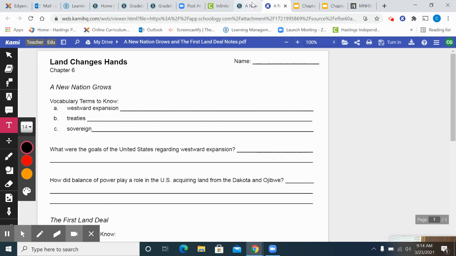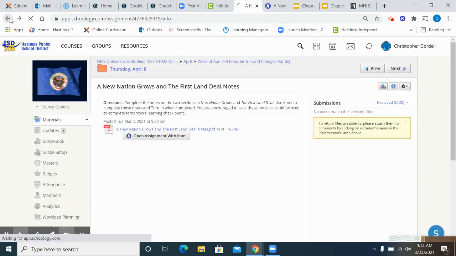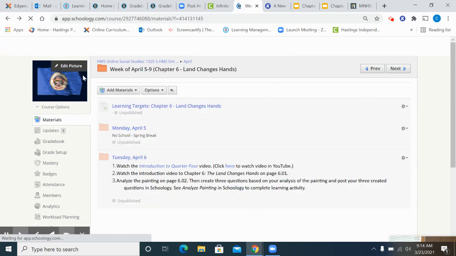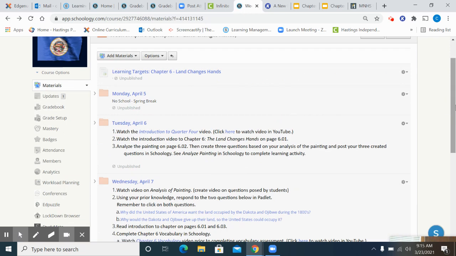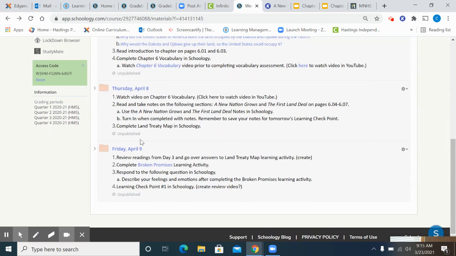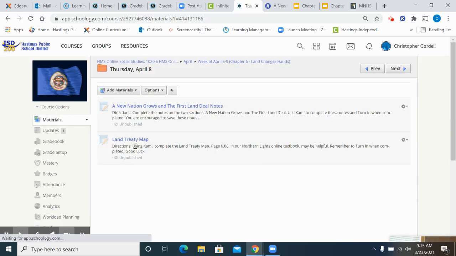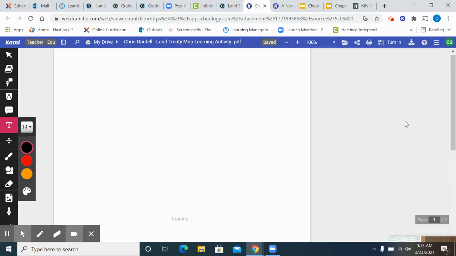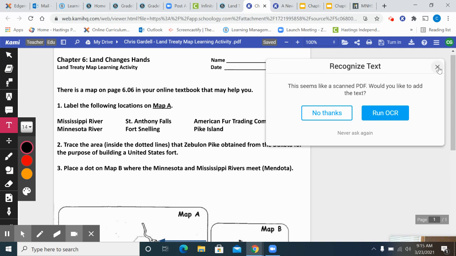Okay, so I'm going to go back into our Schoology folder for today. There we go. And scroll back down to the correct date. Then you're going to complete a land treaty map. This is a little tricky, I'm not going to lie. It is a little bit more difficult. But what you're going to do with the land treaty map is, again, open it up with Kami. And then when you're getting started, I'm just going to X out of that for right now.